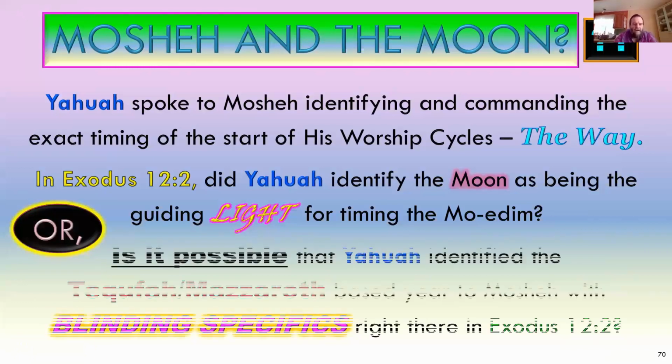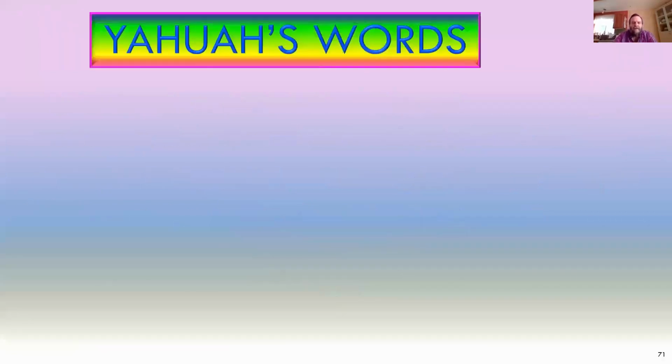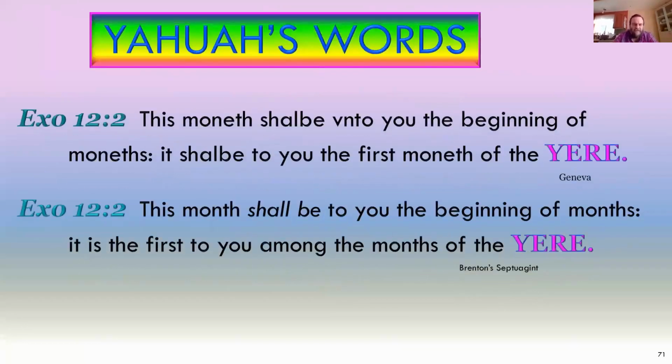Or is it possible that Yahuwah identified the Tequfah Matzeroth-based year to Moshe with blinding specifics right there in Exodus 12:2? Yahuwah's words. Now this verse, Exodus 12:2, I've got in older editions of the scripture. The first one is the Geneva Bible, from 1580 something, I think, so the spelling is going to be a little bit different. This month shall be unto you the beginning of months. It shall be to you the first month of the Shana year.